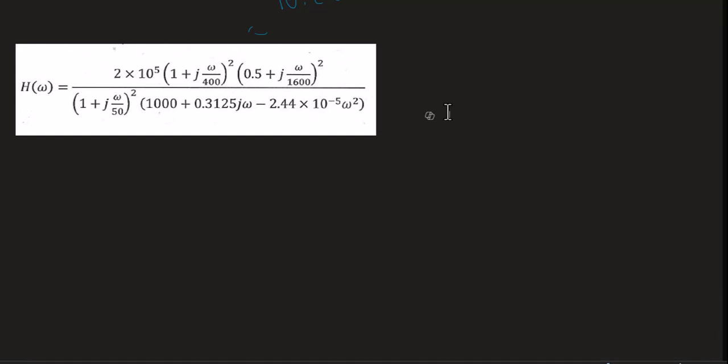So we need to get these all in the right form. The right form means that the constant term is 1. So we'll get all the constants together after we have factored it. We'll get all our constants after we've taken the things out of the ones that we need to. So we can leave the 2 times 10 to the 5th for now. The 1 plus j omega over 400 is fine because the constant term is 1.